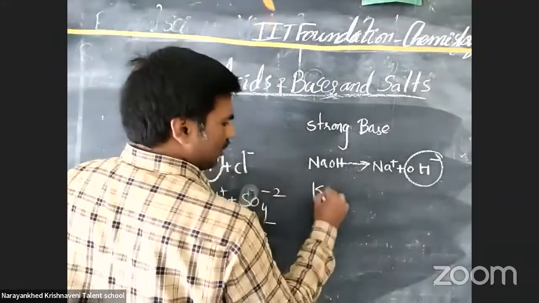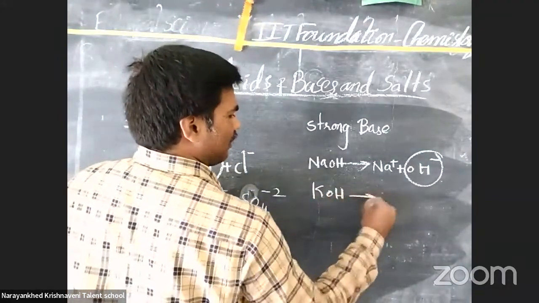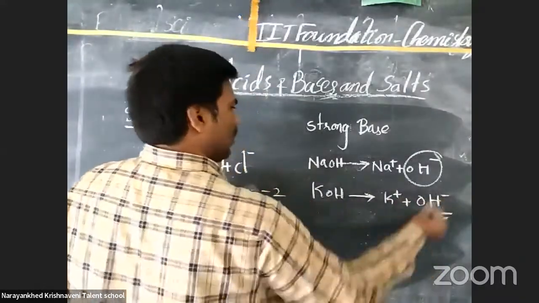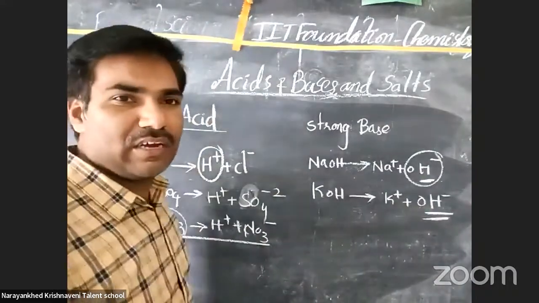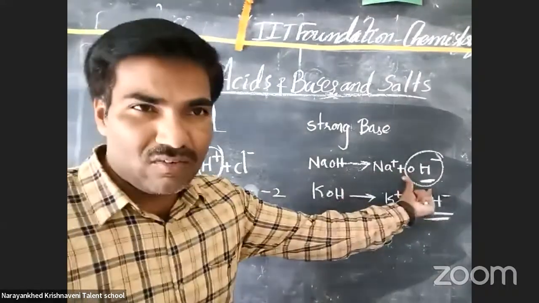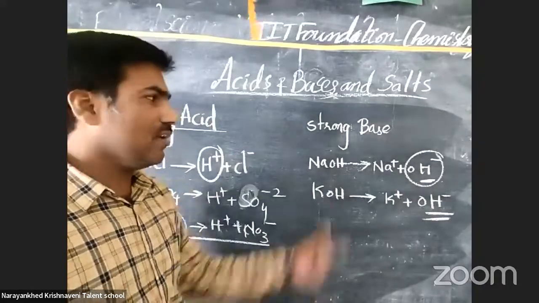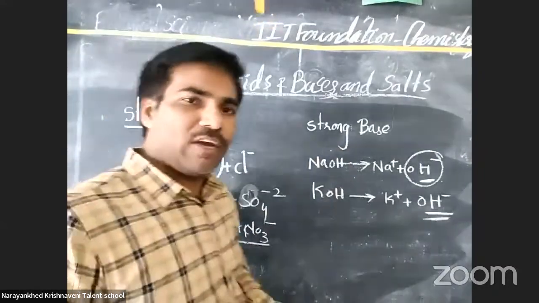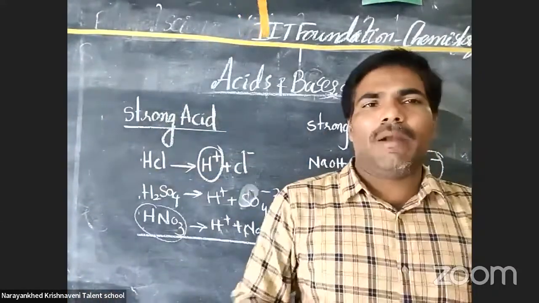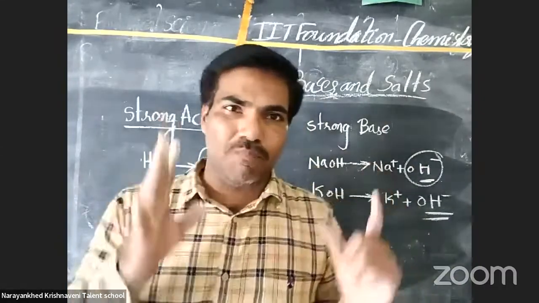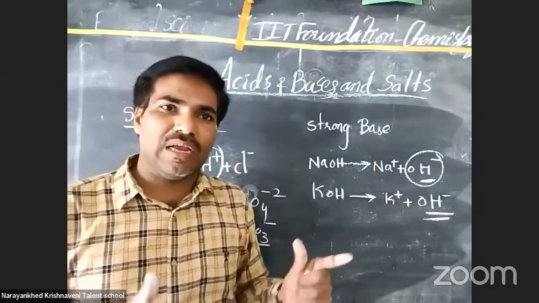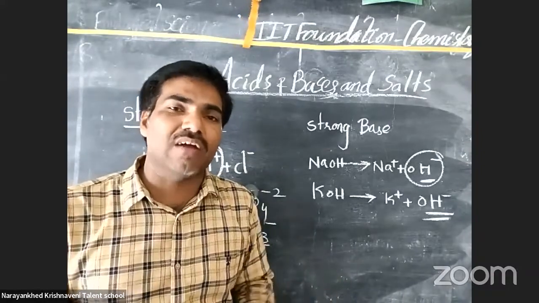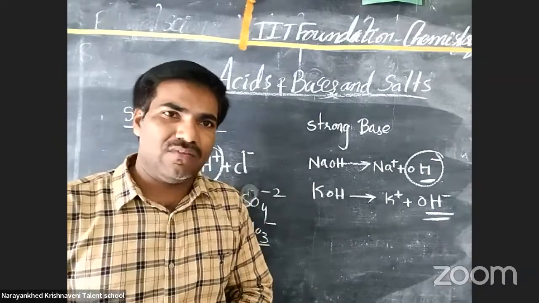And suppose you take potassium hydroxide, what will it become? K plus as well as the OH minus. Now in this one, the OH minus is what we get. When more OH minus ions are given, it is called a strong base. Okay, clear or not? In case it gives less OH minus ions, but a lesser amount, it is called a base. Which base? Weak base. Now less OH minus ions are given. In case more OH minus ions are given, it is a strong base. Got it? Yes.